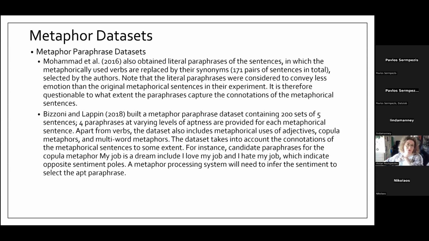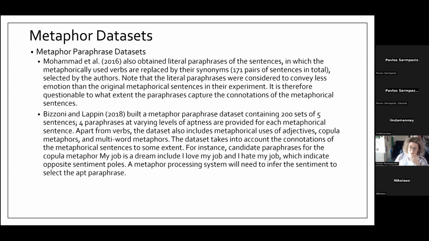Some years after, Mohammad and Lapata built a metaphor paraphrase dataset containing 200 sets of 5 sentences. 4 paraphrases at varying levels of aptness were provided for each metaphorical sentence, and apart from the verbs, the dataset also included adjectives, copula metaphors, multi-word metaphors, so it was kind of extensive. It took into account the connotations of the metaphorical sentences to some extent.